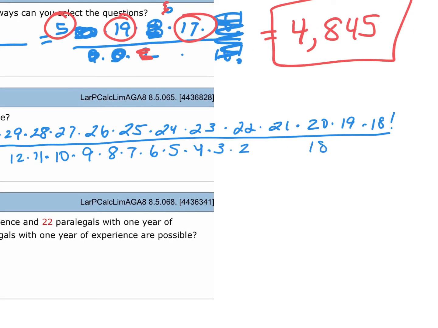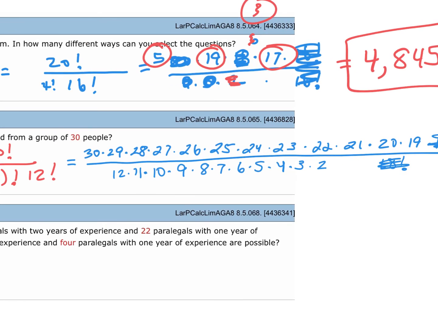Now, if you try and do this in your calculator, it's going to tell you overflow error. So this is why we need to start cross-canceling. We'll cancel out our 18 factorials. And then we can say that 12 goes into 12 one time, and 12 goes into 24 twice. 11 goes into 11 one time, and it goes into 22 two times. 10 goes into 10 once, 10 goes into 20 twice. 9 goes into 9 one time, and 9 goes into 27 three times.